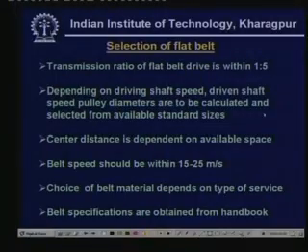Now, the last 2 points are already clear to you. The choice of belt material depends on the type of service, and belt specifications are obtained from the handbook.